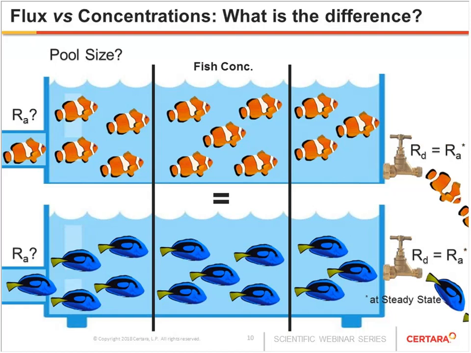So let's do what we typically do in clinical pharmacology, and take a concentration measurement of the fishes. If we sampled the same volume from the tank at the top and the tank at the bottom, we would reach the conclusion that we have the same concentration of fishes. That is, 5 fishes per unit volume in both tanks.